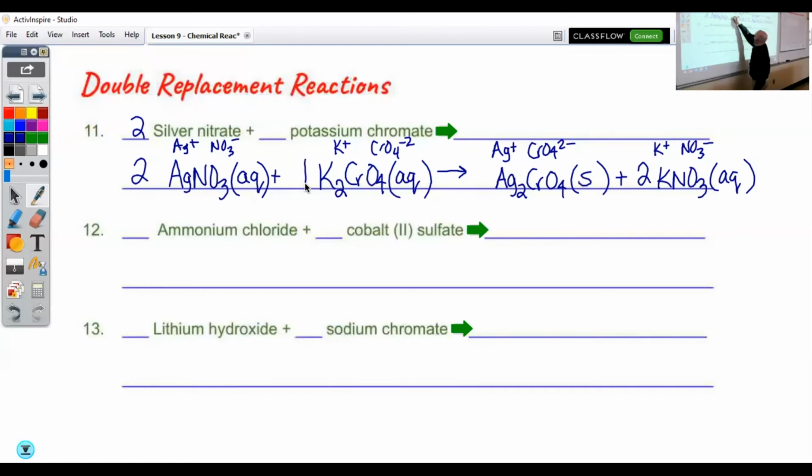Finally, we can drop in our other coefficients. We can write the 1 up here. Now we're just going to name these 2 pieces up here. So we have 1 silver chromate and 2 potassium nitrate.